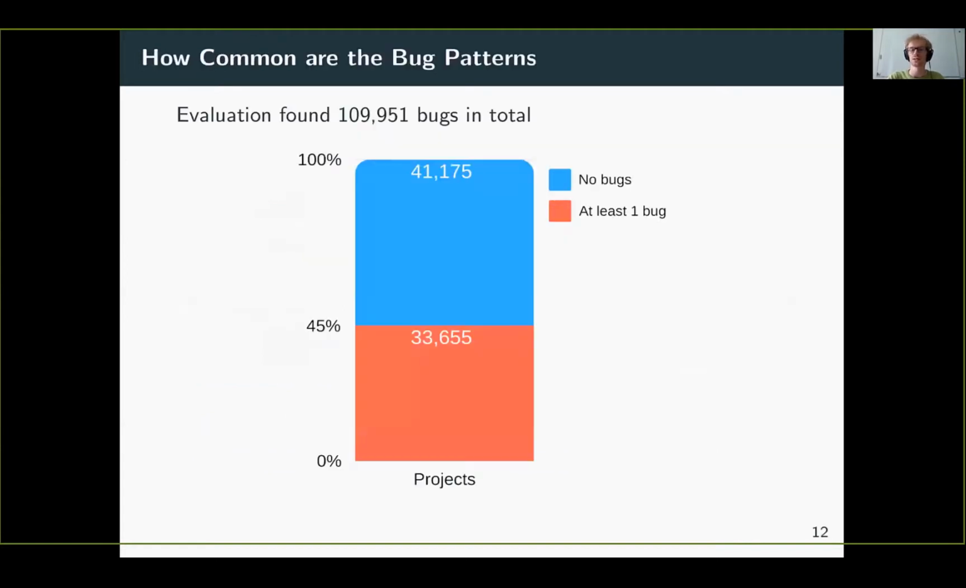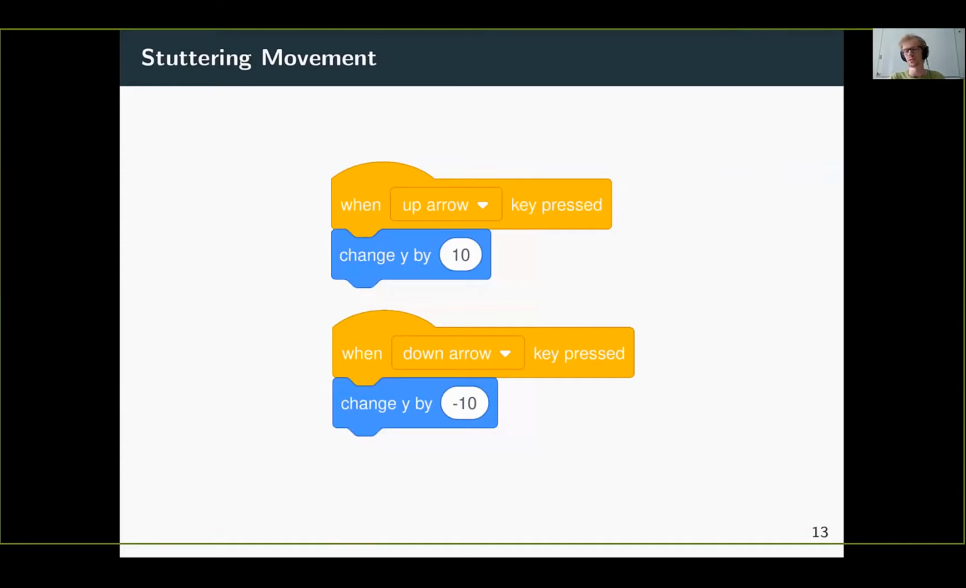And what we then found is that in this data set, we found around 110,000 bugs in total and 33,000, so around 45% of all the projects contained at least one bug. And of those, the most common bug is what we call stuttering movement. Stuttering movement is when you try to change the position of a sprite by using key presses, but since the key press signal is only sent with a delay to Scratch, the sprites tend to stutter instead of moving fluently, which can be fairly annoying if you play a game.